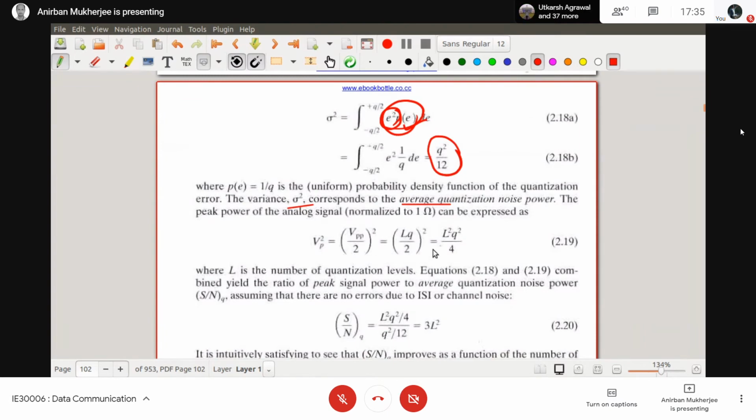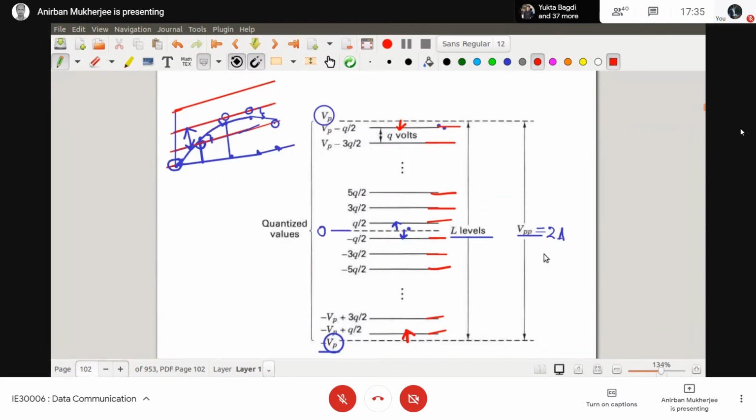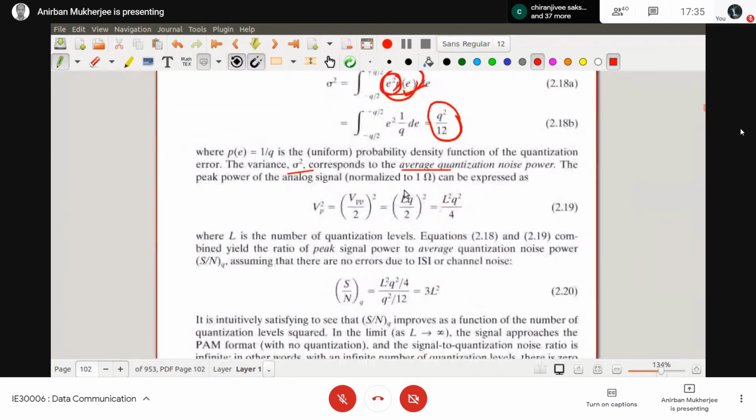What is my VPP by 2? VPP by 2 means at one side how much do I have? I have L into Q by 2. So that is L square Q square by 4. Many times this is the peak signal power. Please try to understand, this is my peak signal power and this is the average quantization noise power. Now what is my signal to quantization noise ratio? That is signal power divided by noise power.